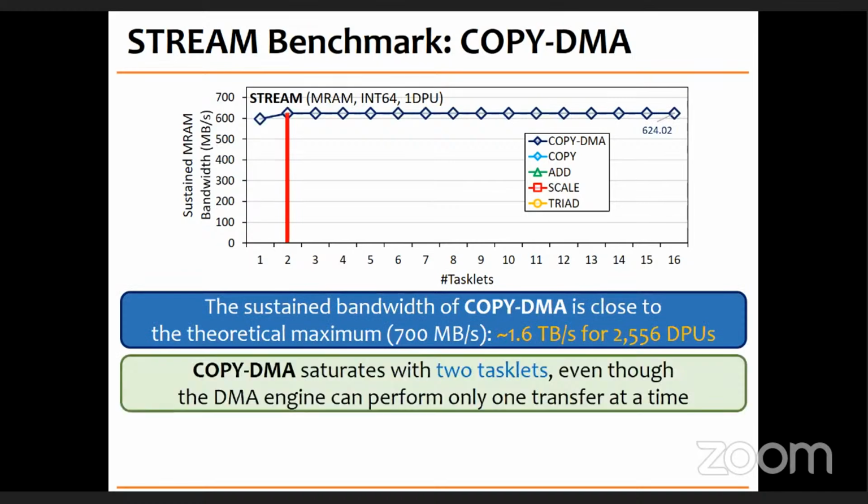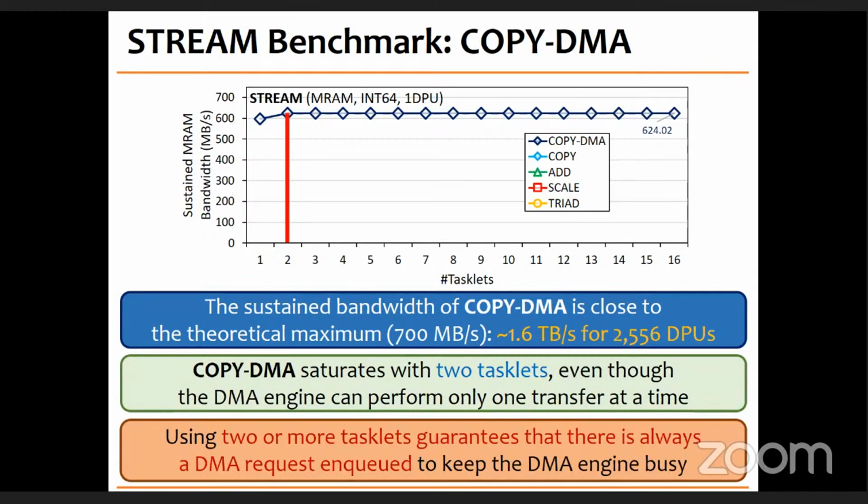This is copy DMA, and we see that copy DMA saturates at 2 tasklets. The bandwidth saturates at 2 tasklets, and after that the bandwidth is constant. And why is that? Well, the DMA engine in reality can only support a single transfer at a time.